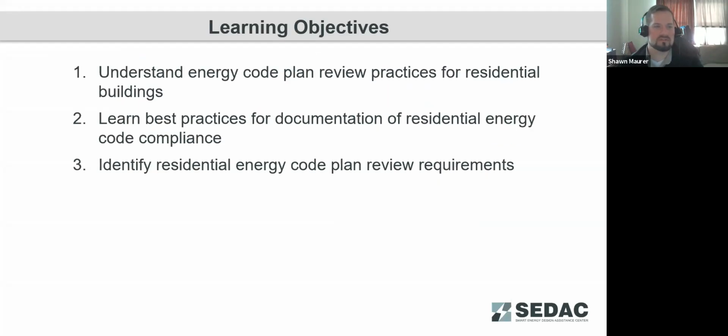So what we're going to cover today: understanding the Energy Code plan review practices for residential buildings, learning the best practices for documentation of residential energy code compliance, and identifying residential energy code plan review requirements. And making sure that when you're submitting this documentation, you're getting through on your first pass.